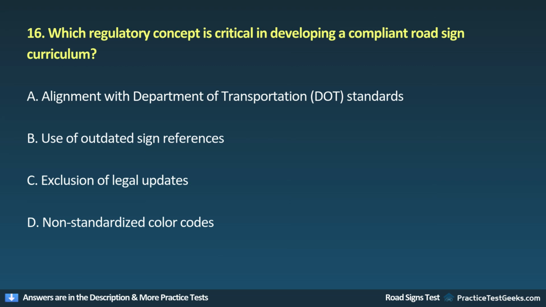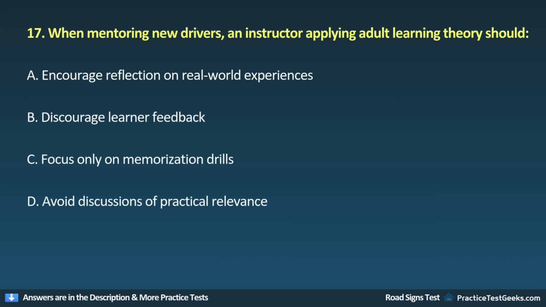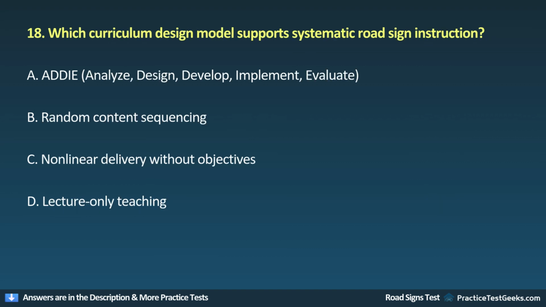17. When mentoring new drivers, an instructor applying adult learning theory should: A. Encourage reflection on real-world experiences. B. Discourage learner feedback. C. Focus only on memorization drills. D. Avoid discussions of practical relevance. 18.